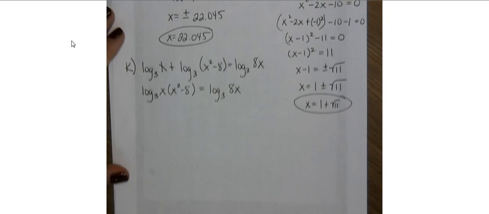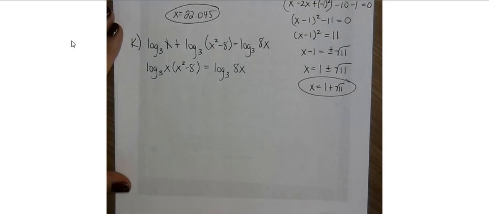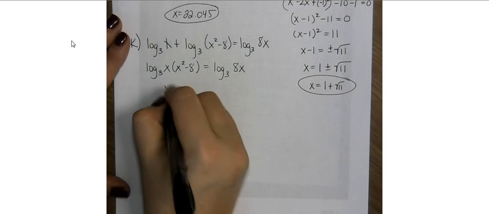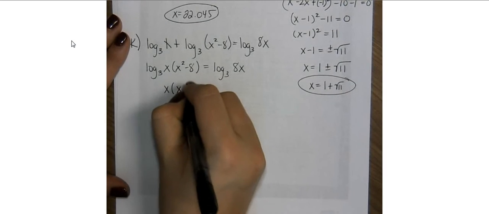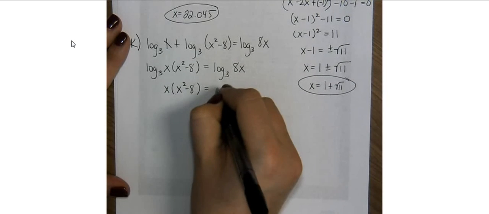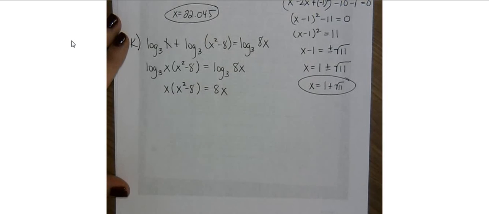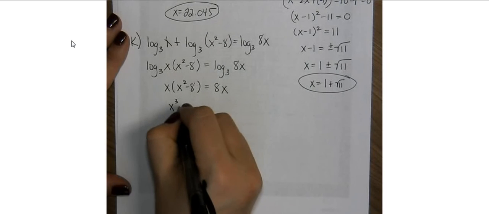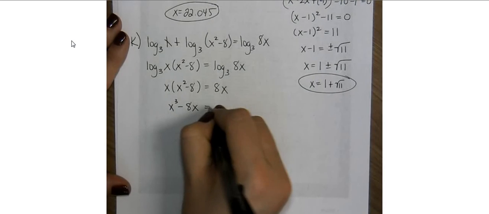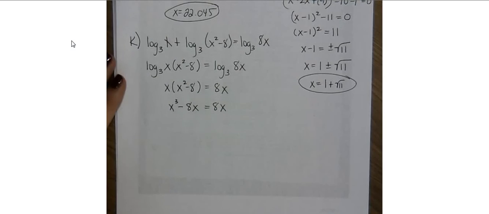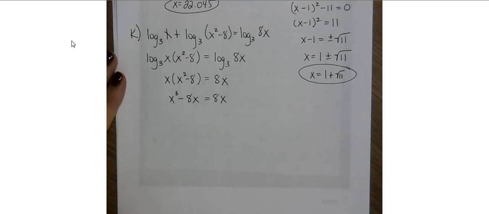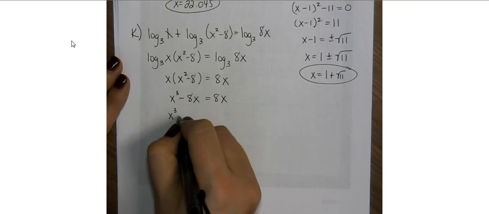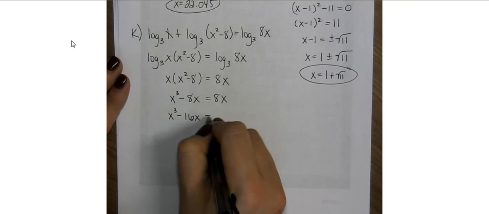And then I have log base 3 on both sides, so I can apply the one-to-one property, and those cancel, leaving me with x times x squared minus 8 equals 8x. If I distribute, I get x cubed minus 8x equals 8x. And then you don't want to add over the 8x. You have to subtract over the 8x and set this equal to 0. So you have x cubed minus 16x equals 0.